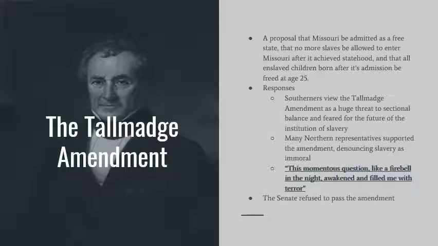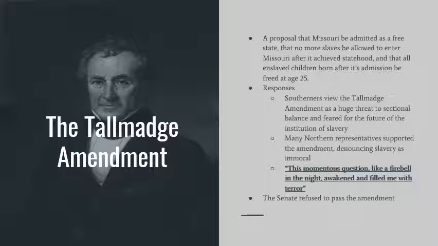The debate about slavery and representation shifted to a debate about the morality of slavery itself when New York Representative James Tallmadge, who was an opponent of slavery, attempted to amend the statehood bill in the House of Representatives. The proposal known as the Tallmadge Amendment stated that Missouri should be admitted as a free state, that no more slaves could be brought into Missouri once it achieved statehood, and it also proposed gradual emancipation of children born to slave parents who were already there, saying that enslaved children born after Missouri's admission should be freed at age 25.